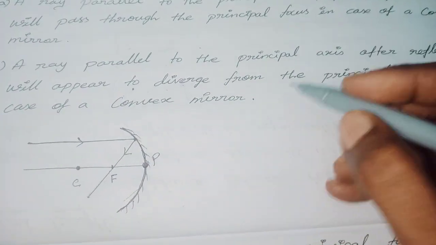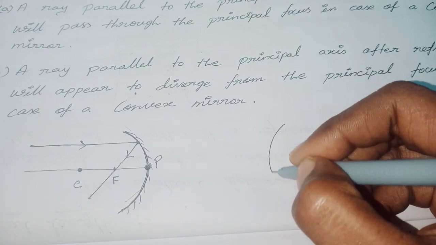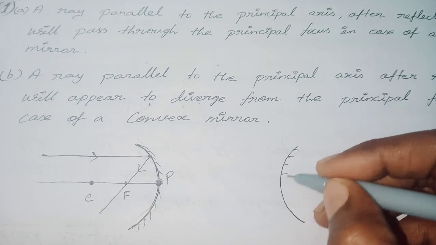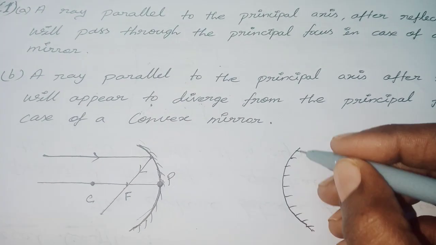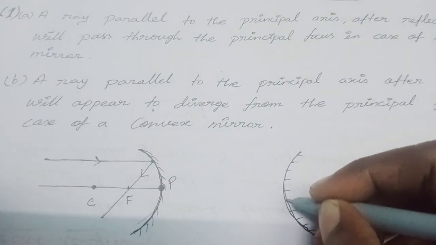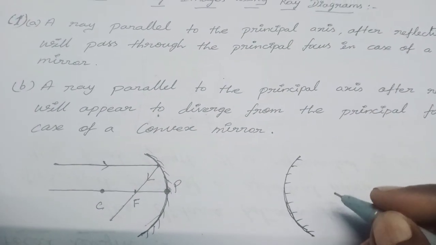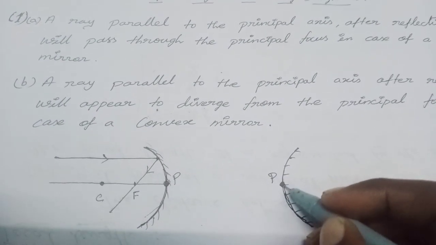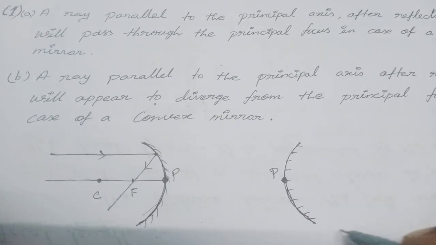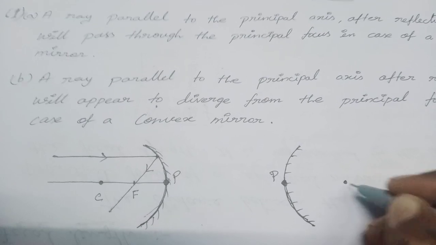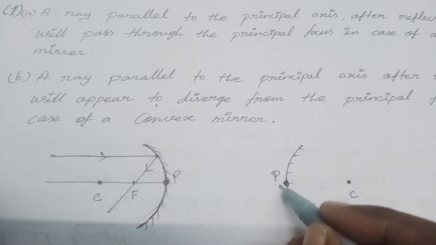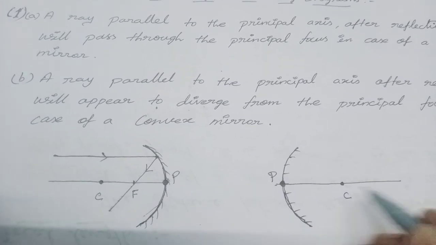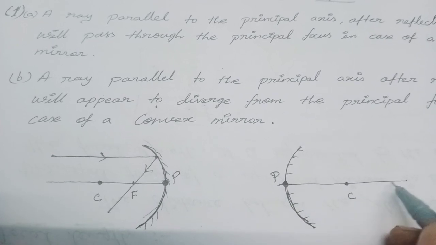Let us draw the convex mirror. We know how to draw the convex mirror. This is the convex mirror. This is the faded part of the convex mirror, and this is the reflecting surface. This point is called the pole, denoted as P, that is the center of the reflecting surface, and the center of the sphere is represented as C, that is the center of curvature. The imaginary line which passes through the pole and the center of curvature is called the principal axis. So this is the principal axis.